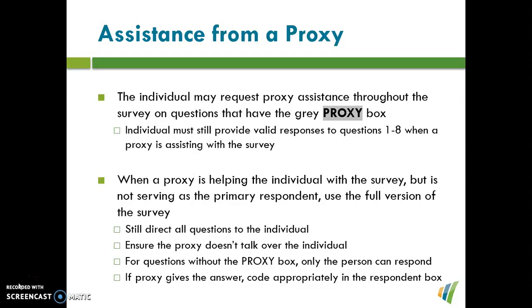Throughout the survey, where there are proxies who are allowed for a question, you do have that respondent box. You just want to make sure that you code who's answering each question where a proxy is allowed.